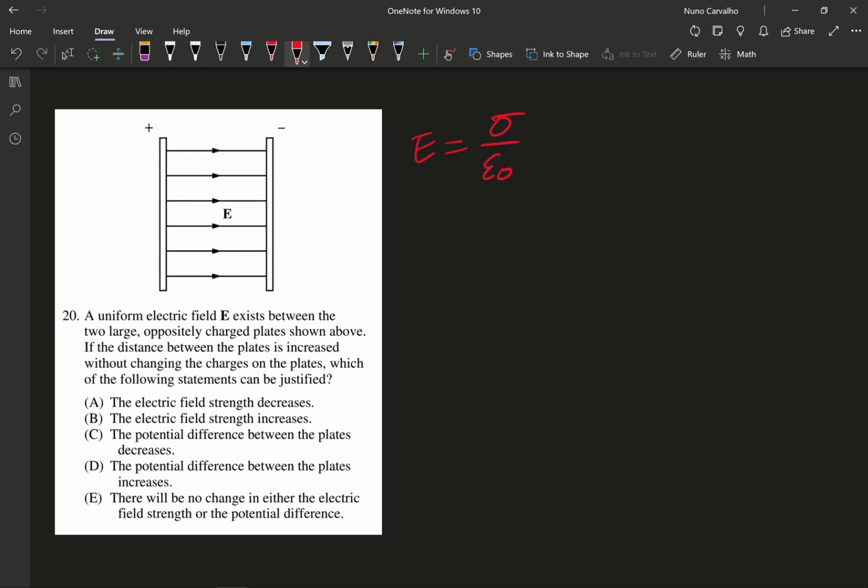And all this is to say is that the electric field does not depend on the distance between the plates, okay? It just depends on the surface charge density. So we can already say that A and B are incorrect, but then what about the potential difference? Well, potential is going to be given by this formula right here, right? And this is from your formula sheet. And so that's to say that if we were to increase D here, the distance between them, then surely we're going to be increasing the voltage as well. And so the answer here is going to be D.